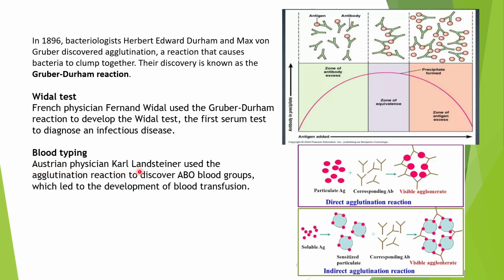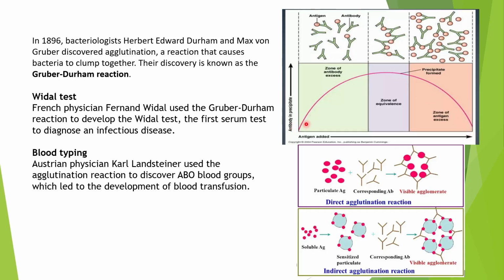Austrian physician Karl Landsteiner used the agglutination reaction to distinguish the ABO blood groups, which led to the development of blood transfusion. So you can see what agglutination is. The antigen and antibody bind together, form a complex, and then they start agglutinating together in this form of pattern, which helps them to clump together.